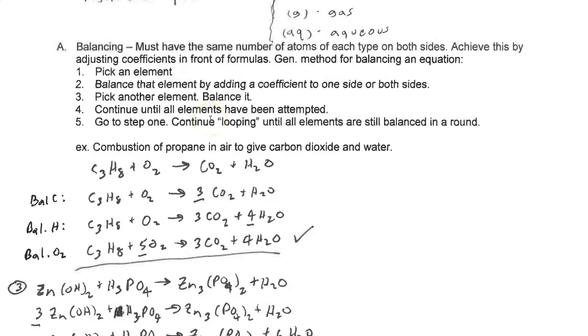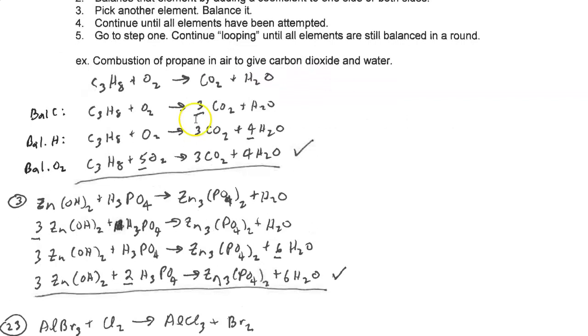All right, well, let's go through a few here. And I've got a little special something for you. So let's start here, I guess. The combustion of propane and air to give carbon dioxide and water. See if you can write the equation for this first, and then let's see if you can balance it.